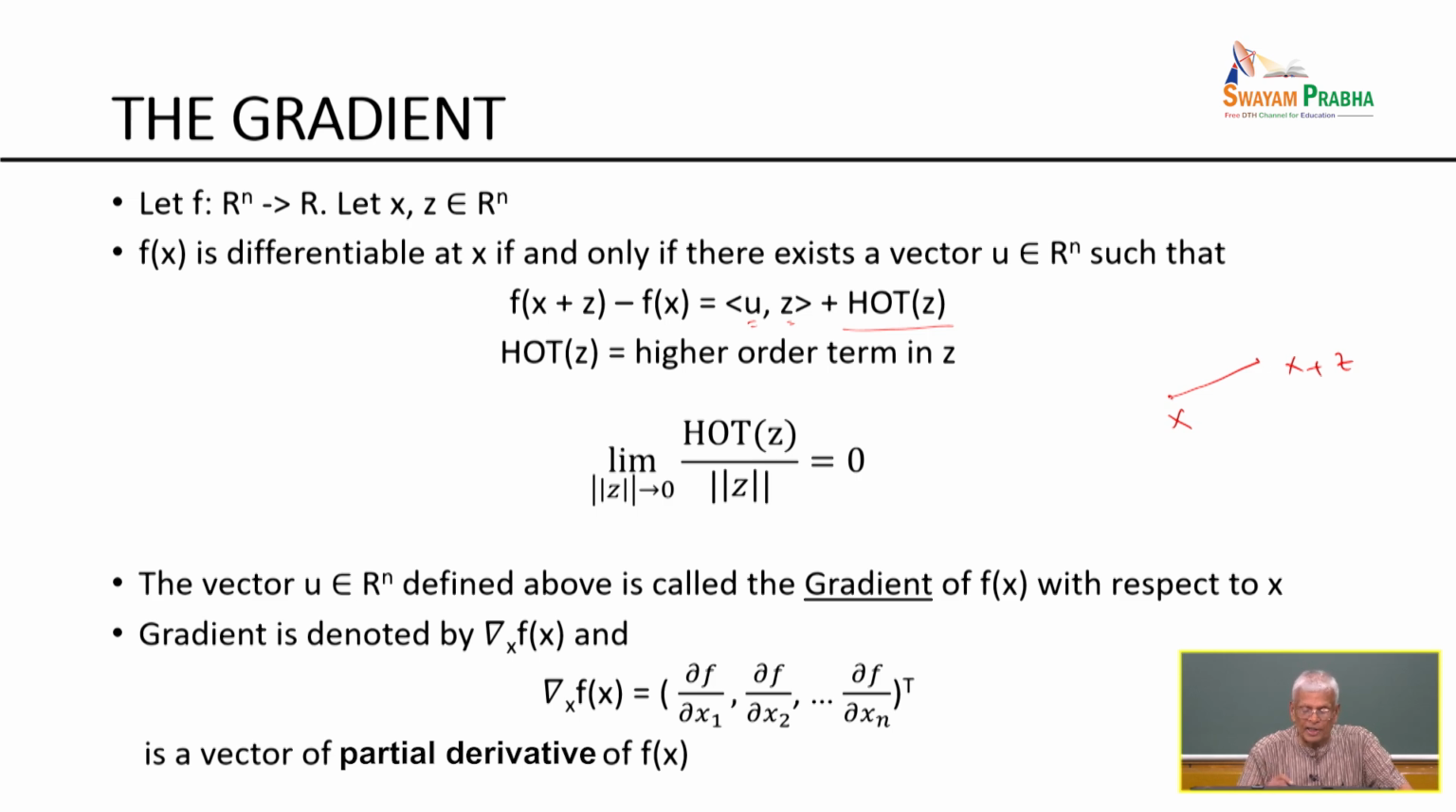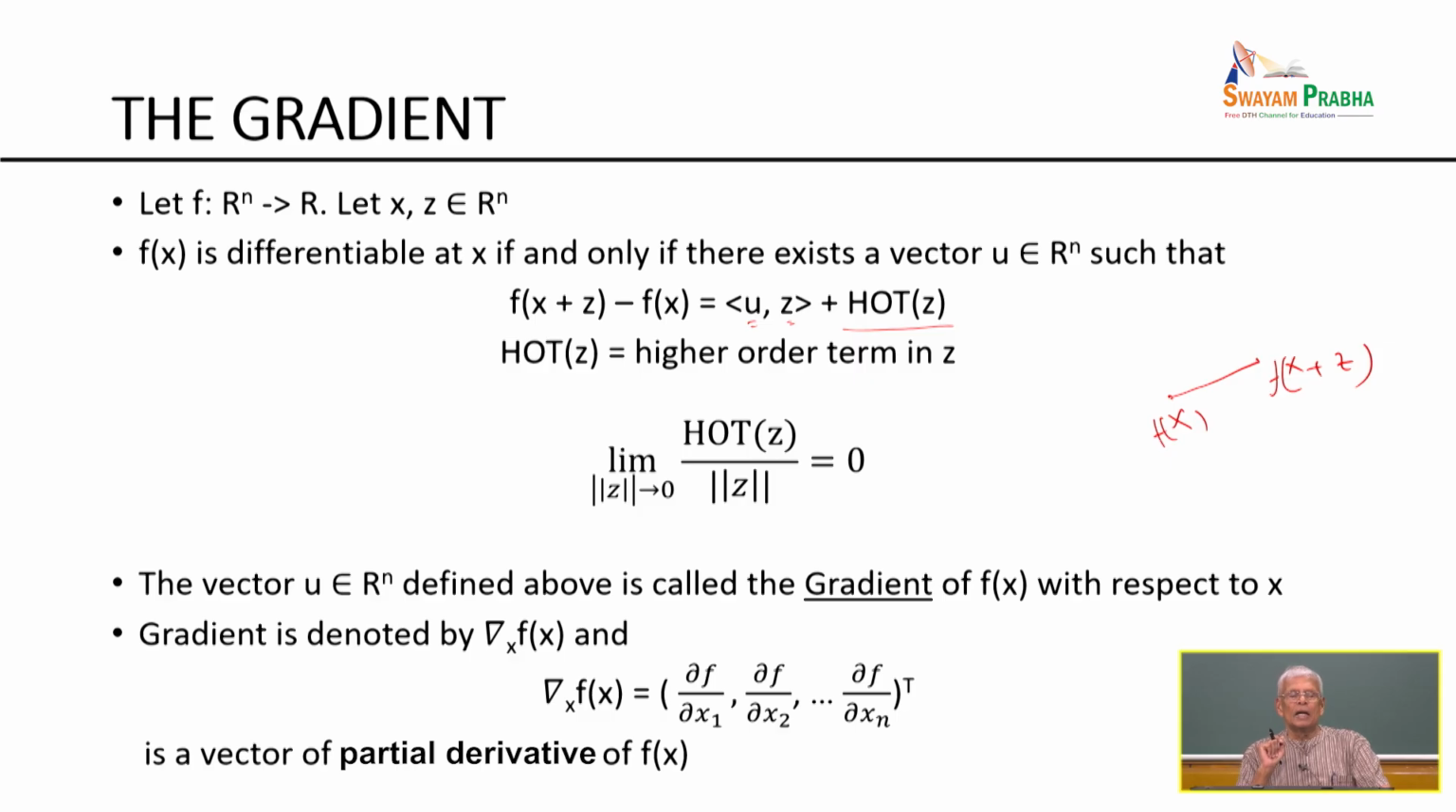And what is the property of the higher order terms? HOT divided by the norm of z: as the norm of z goes to 0, all the higher order terms tend to 0 in the limit. So as z goes to 0, x plus z moves towards x. As x plus z moves towards x, I can express the difference between the value of the function at the two points simply as an inner product of u times z. And what is that u? U is a vector defined as the gradient of f of x.